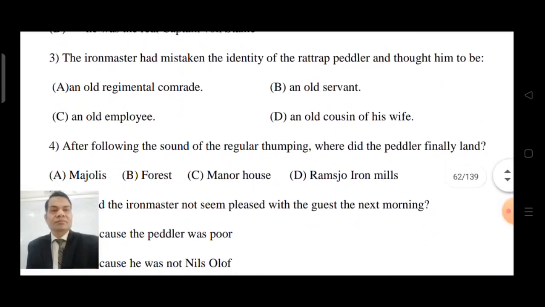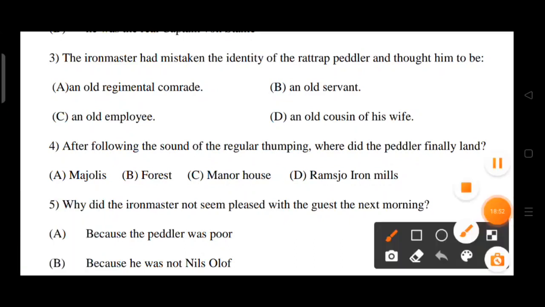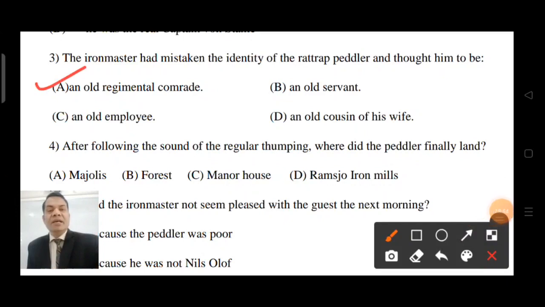Third one. The Iron Master had mistaken the identity of the rat trap peddler and thought him to be an old regimental comrade, an old servant, an old employee, or an old cousin of his wife. So we all are aware he mistook him as an old regimental comrade.